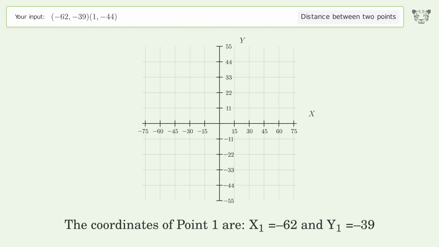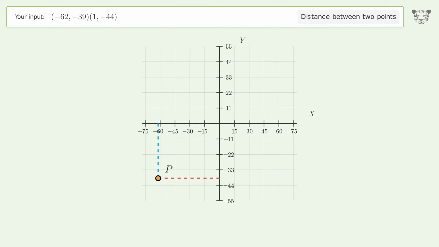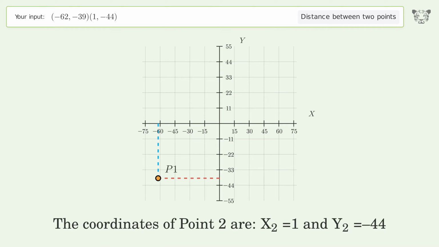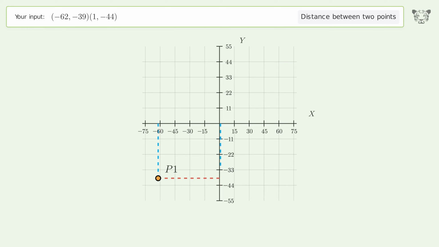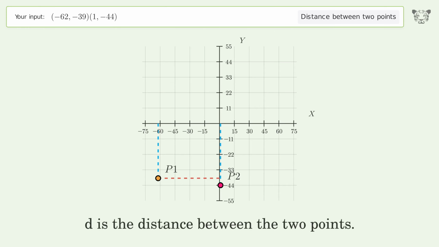The coordinates of point 1 are x1 equals -62 and y1 equals -39. The coordinates of point 2 are x2 equals 1 and y2 equals -44. D is the distance between the 2 points.